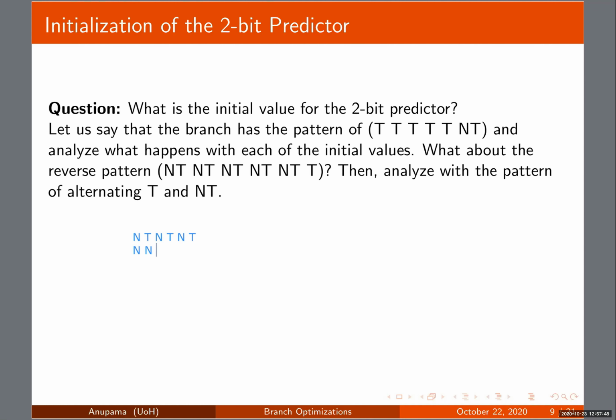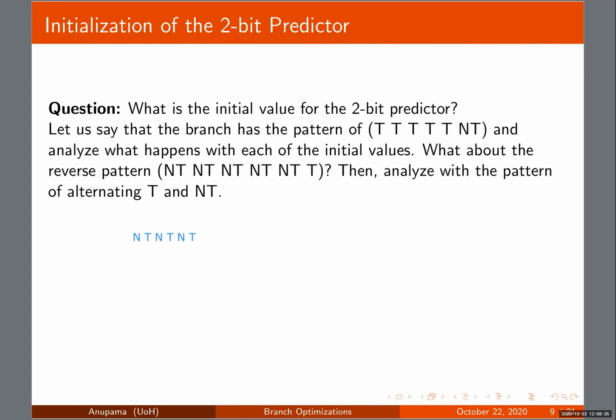So at this point, our state will become 0, 1, but our prediction will still be not taken. So we'll do this, right? And so on. So we don't change our state at all. However, how many mispredictions do we have? We have 3 mispredictions because every time there is a T, we are still predicting N. Okay. That is with 0, 0.